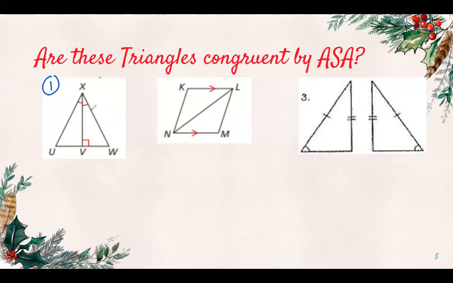Well, it's easy enough to see that we have a pair of congruent angles. Right here, we have our other pair of congruent angles. If this is a right angle, this would be a right angle. And they have a shared side. So that is two angles, side in between, two angles, side in between. First one is a yes.